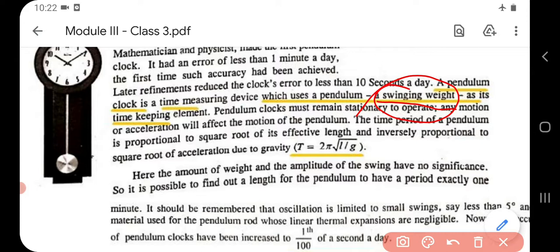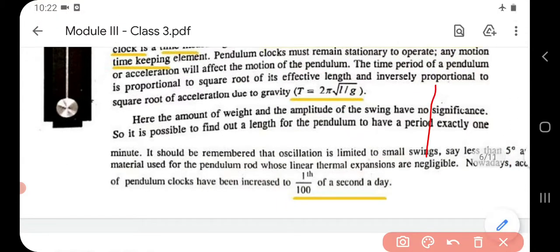Now the time period of this pendulum is given by the formula T equal to 2 pi square root of L by g, where L is the effective length and g is acceleration due to gravity. Here the amount of weight and the amplitude of the swing has no significance. So it is possible to find out the length of the pendulum to have a period of exactly 1 minute. Okay.